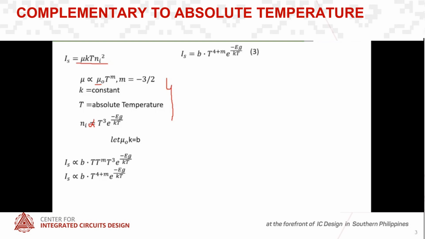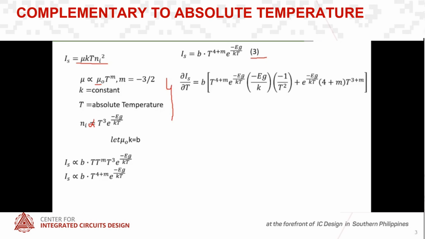So we can simplify this term. Since it is proportional to a constant, we can say that Is equals b times T raised to the power 4 plus m, e raised to negative Eg over kT. We can save this term as equation 3, save it for later among the equations that we will be deriving. And our concern is to get the relationship of Is with respect to temperature.